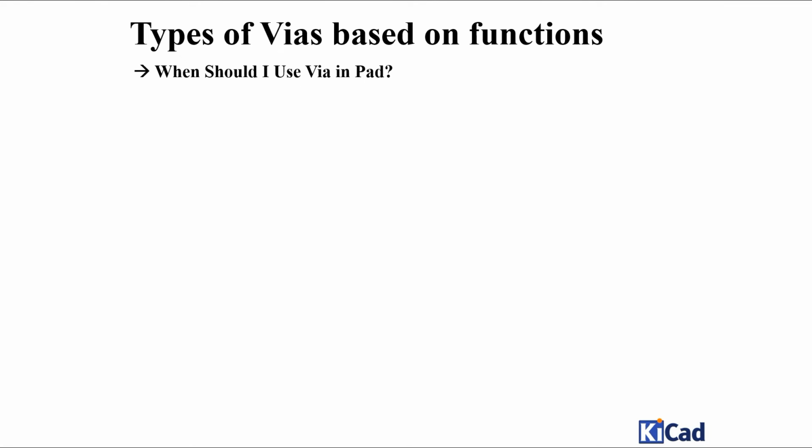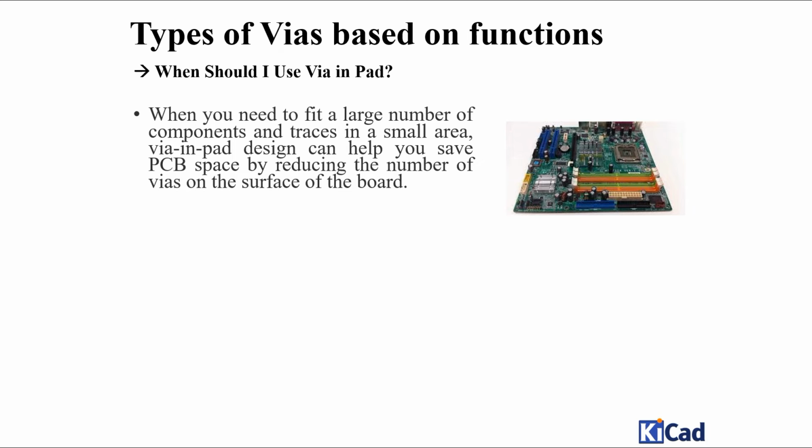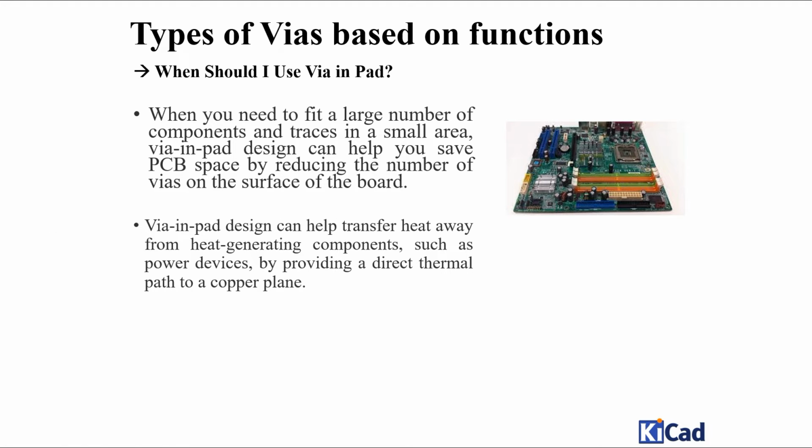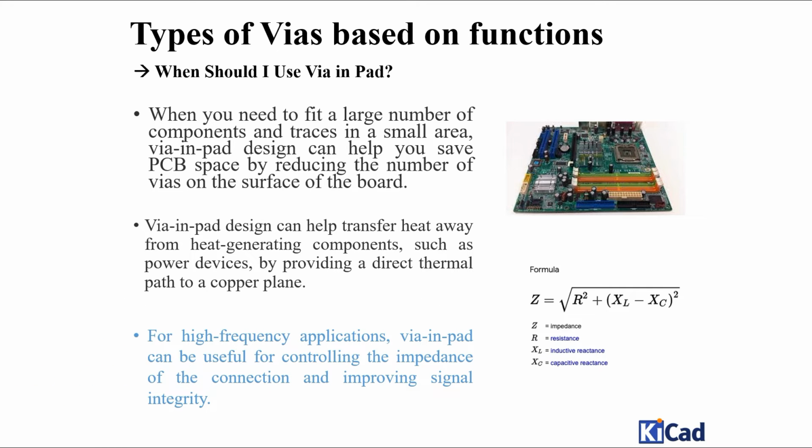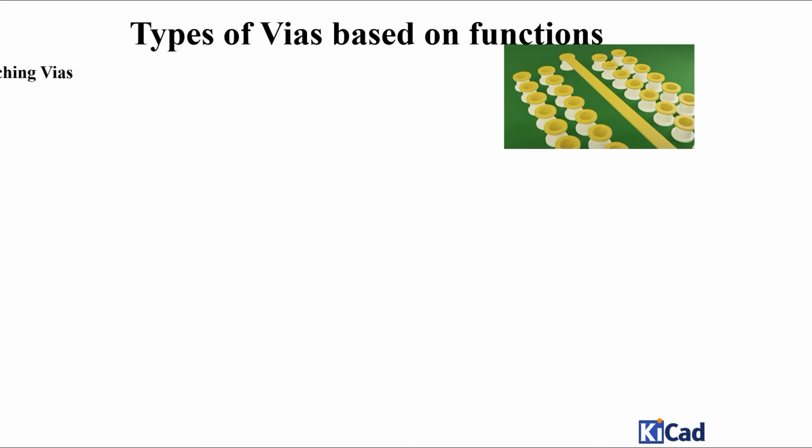So when should I use via in pad? When you need to fit a large number of components and traces in a small area, via in pad design can help you save PCB space by reducing the number of vias on the surface of the board. Via in pad design can help transfer heat away from heat generating components such as power devices by providing a direct thermal path to the copper plane. Another benefit of via in pad is for high frequency applications. Via in pad can be useful for controlling the impedance of the connection and improving signal integrity.